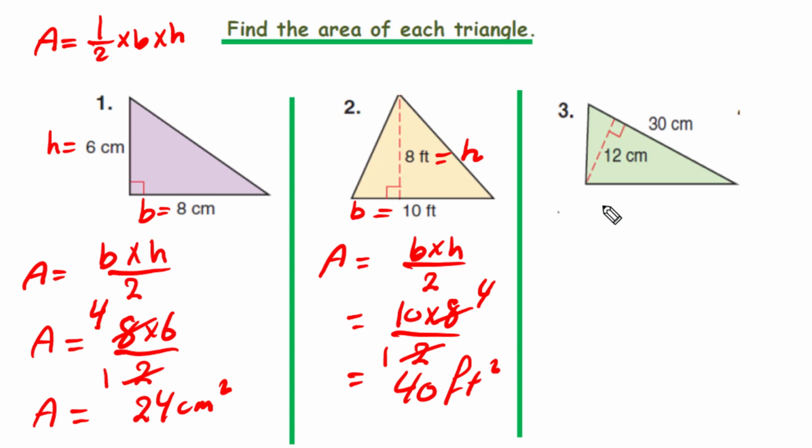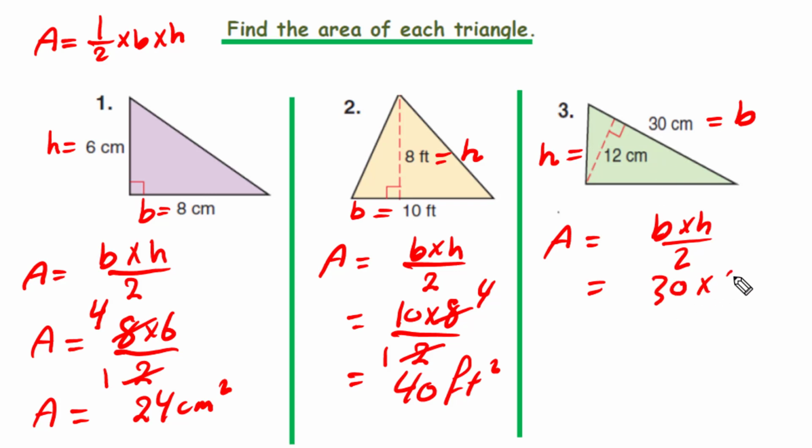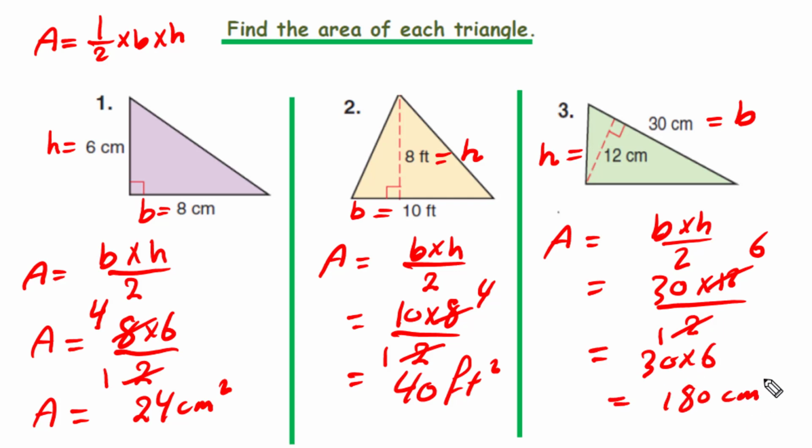The last triangle, to find the area, ask yourself, what's the base? The base is equal to 30 centimeter. The height is equal to 12 centimeter. Now you can write the area is equal to base times height, then divide by 2. Base is equal to what? Yes, 30 centimeter. So we can write 30 times 12, then divide by 2. Now, you can simplify. 12 is divisible by 2 equals 6. Now the area is equal to 30 times 6 equals 180 square centimeter.